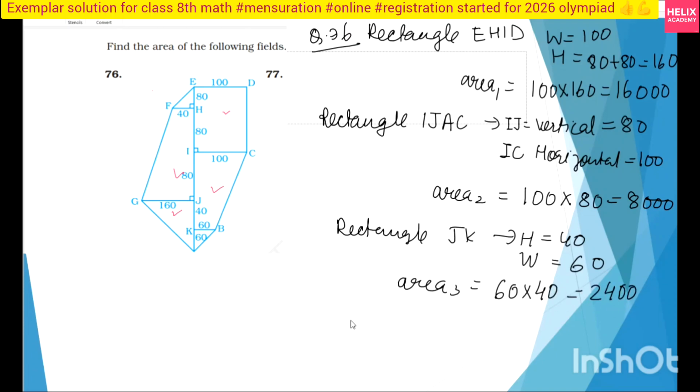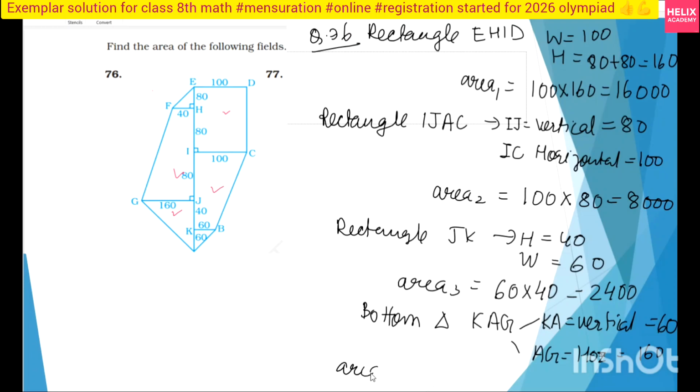Right. Next I have a bottom triangle, and it is KAG. So KA is the vertical and the value is 60, and AG is horizontal. So its value is 160. So I know that area 4 will be half into 160 into 60, base into height. So it becomes 4800. Okay.